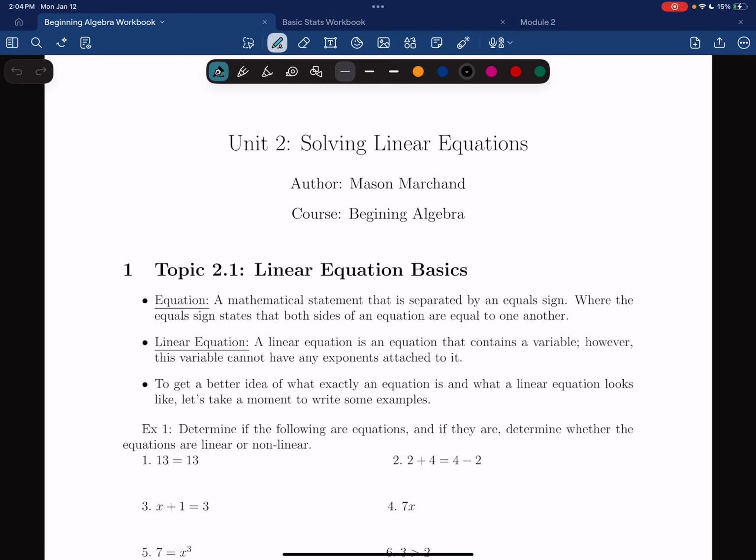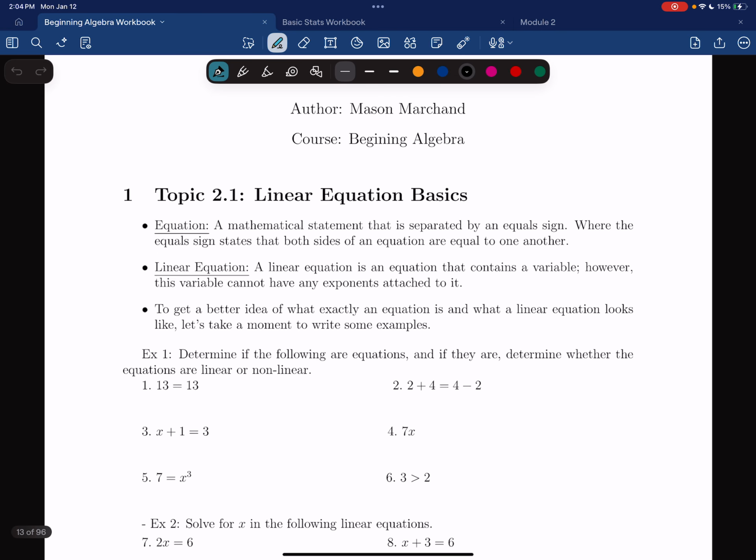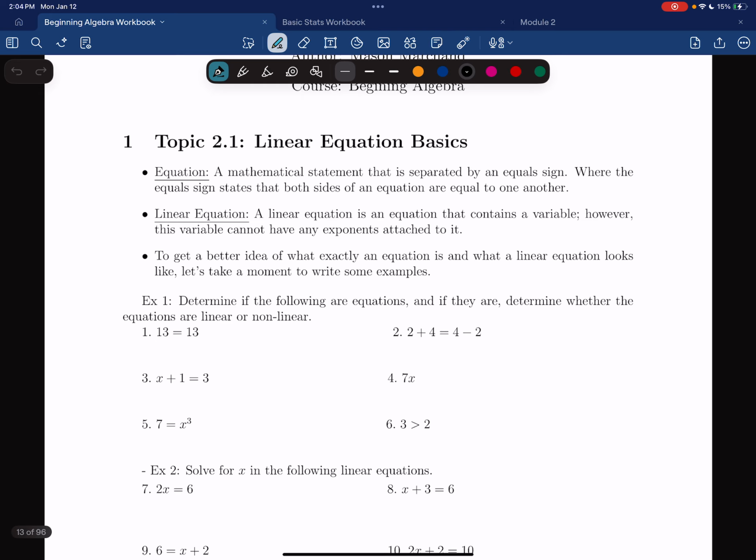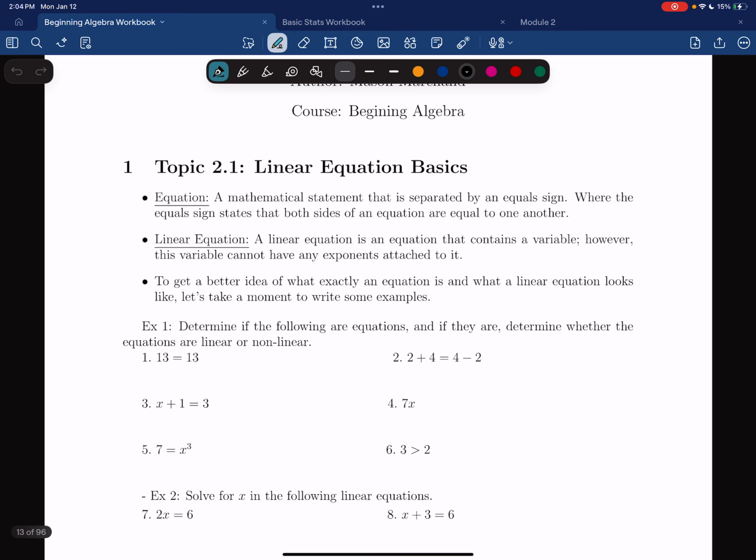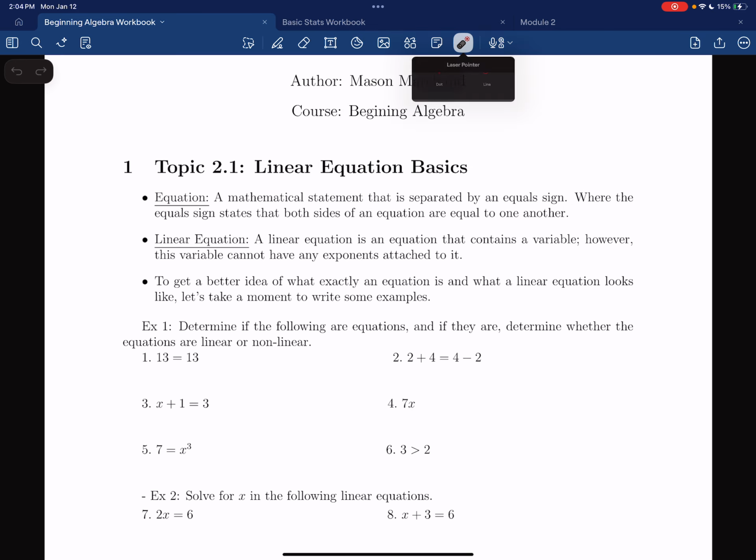Welcome to Unit 2. In this unit, we're going to be learning all about how to solve all different kinds of linear equations. And in this first section, we are just going to dive into the basics of solving linear equations. But first, before we do that, we need to understand what exactly an equation is on its own, and then how to determine if we are dealing with a linear equation or not.